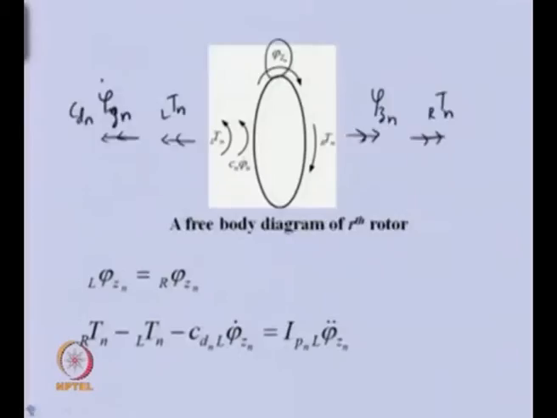Capital phi, e raised to j omega t I am taking out, so this term will not be there. So, you can see that we have expressed this equal to the inertia term. So, here we will be having plus. You can see this is the first equation, this is the second equation.